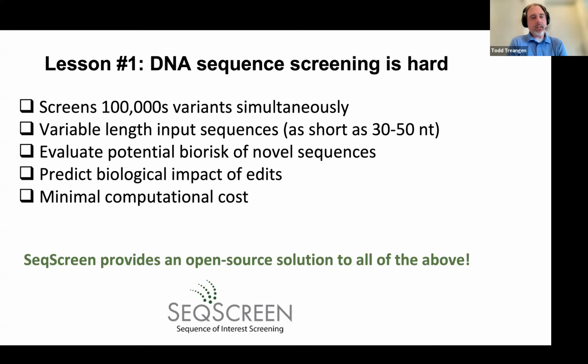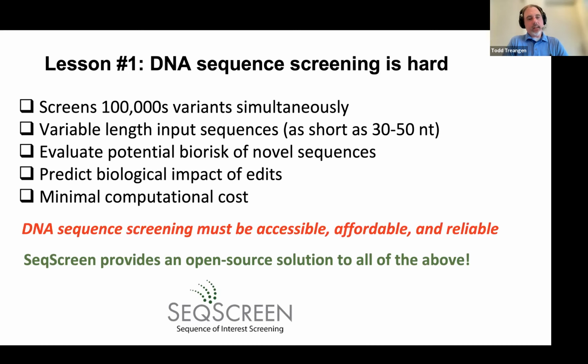We need to think about predicting biological impact of edits or changes to DNA. And again, we want to really try to reduce the computational cost such that this can be deployed in a wide variety of settings. So again, over the past 5 years, the open source software solution that my lab has developed in collaboration with Signature Science is SeqScreen, and this will be a software tool that I'll lightly describe throughout this presentation.